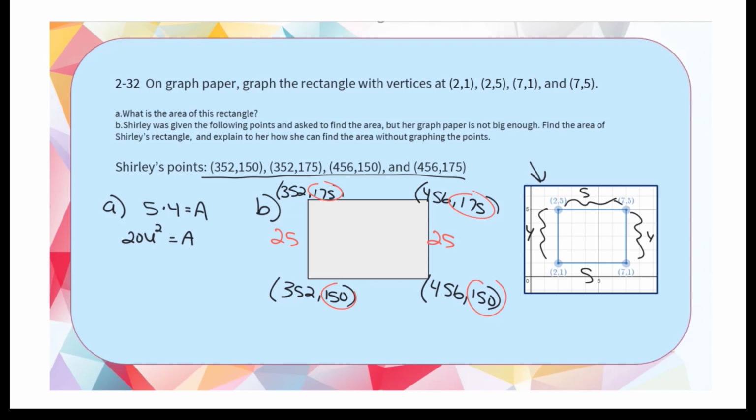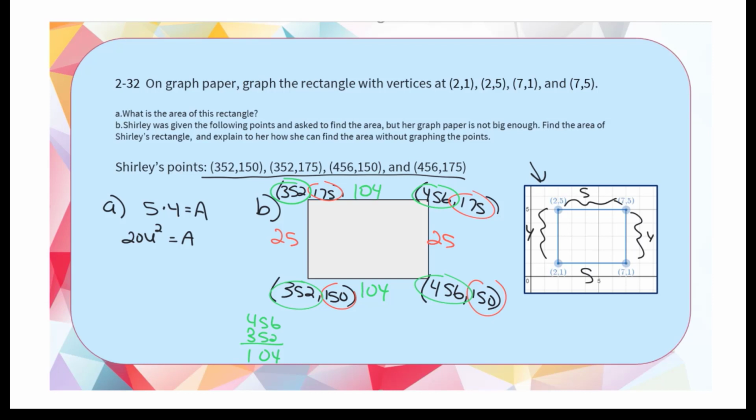Now we need to look and see, we have the same x values. Let me get a different color here. We have the same x values of 456 and 352. So all we have to do is subtract 352 from 456. If I'm doing it, I should use a calculator. But you know what? It's actually good for me to model. It's 104. So the length of each side of the opposite sides is 104.